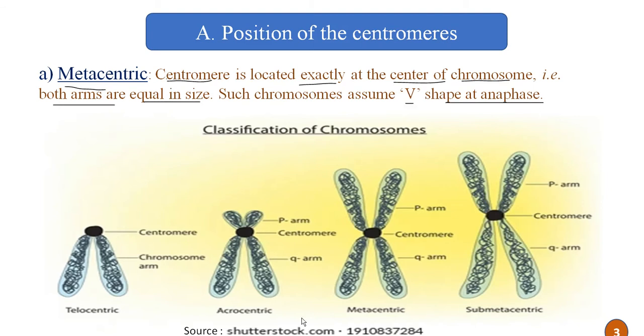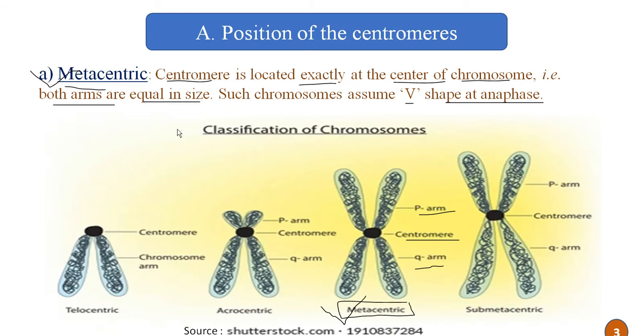We can see here, this is the metacentric chromosome having 2 equal arms. One arm of the chromosome is called PR, and another arm is QR. This is the general notation for denoting the chromosomes, having the centromere exactly at the center. So this is the case of metacentric chromosomes. It is also called median chromosome, in which the centromere is at the middle portion. Okay, so this is the first type, metacentric, or also known as median centromere.